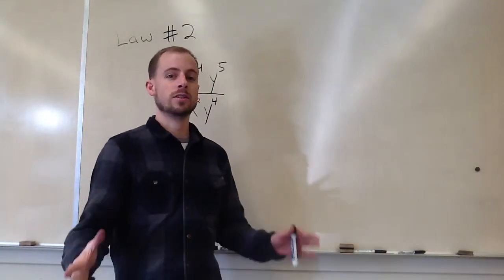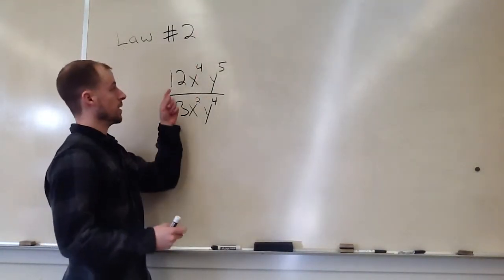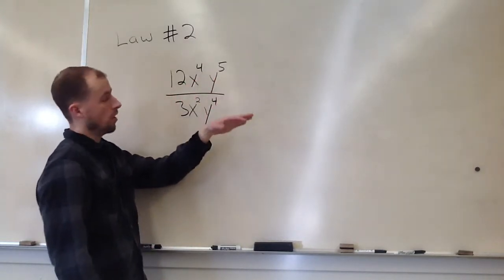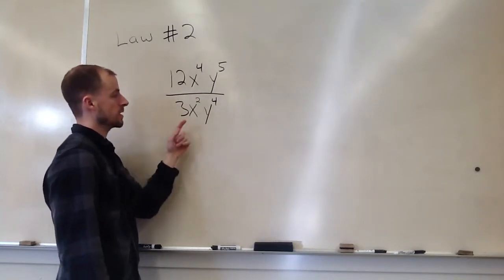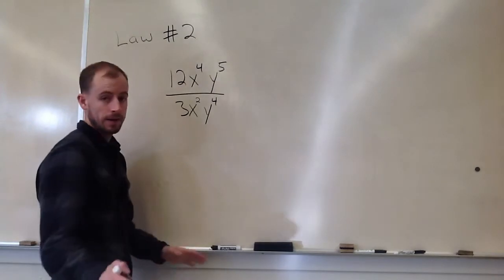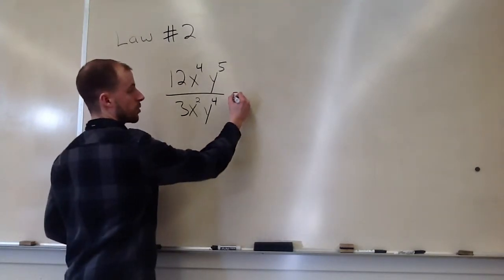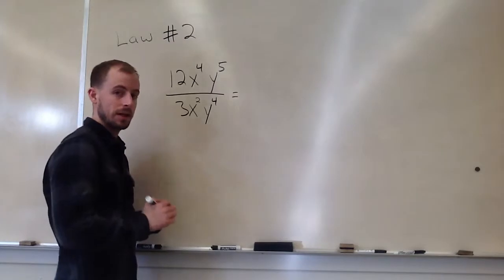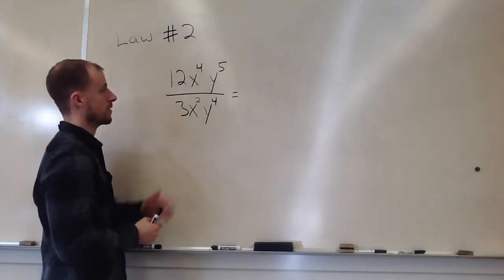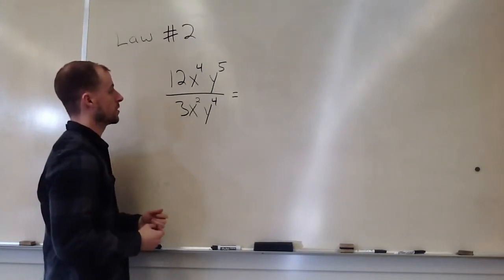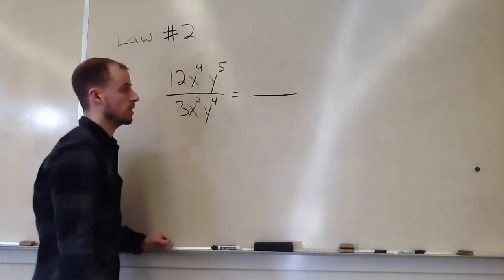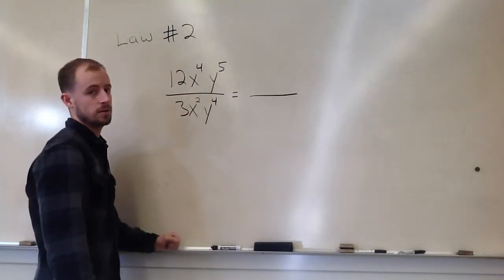Okay, here's your harder example. We've got 12 times x to the power 4 times y to the power 5, all divided by 3 times x to the power of 2, times y to the power of 4. Simplifying this, I'm going to follow the same process that I did before when I had the complicated example. I'm going to work with the numbers first. The numbers are 12 and 3. So, 12 divided by 3. I'm going to first write my fraction bar. 12 divided by 3 is 4.